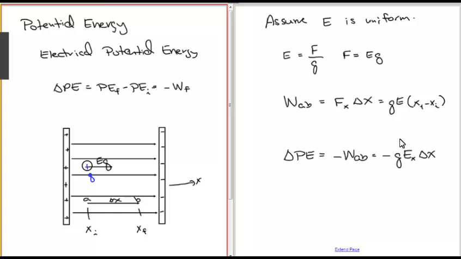Okay, so that's what electrical potential energy is in a constant, uniform electric field, moving through a certain distance. It involves the magnitude of the charge, the magnitude of the field, and the distance that we travel.